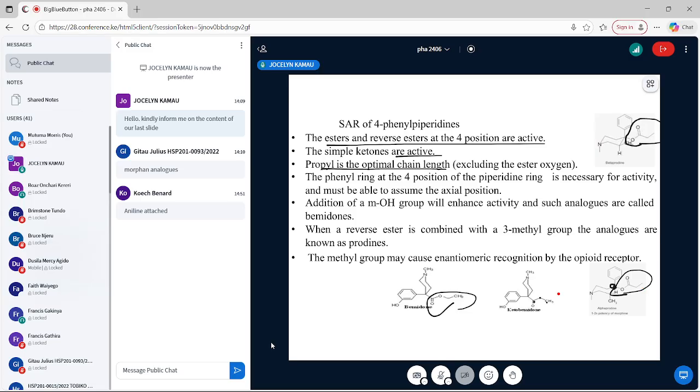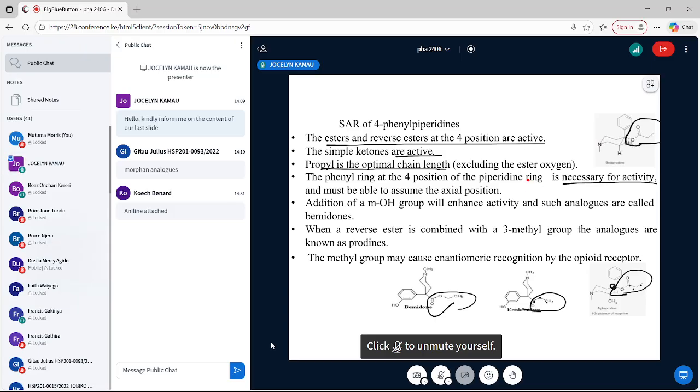So again, as we have discussed about the alkyl chain, the length of the chain is important because of the size of the molecule. So we require a 3-carbon chain, whether a reverse ester, a ketone, or whatever it is, it needs to be a 3-carbon atom for maximum activity. So that is important. The phenyl ring at the 4 position, the pyridine ring, is again necessary for activity.